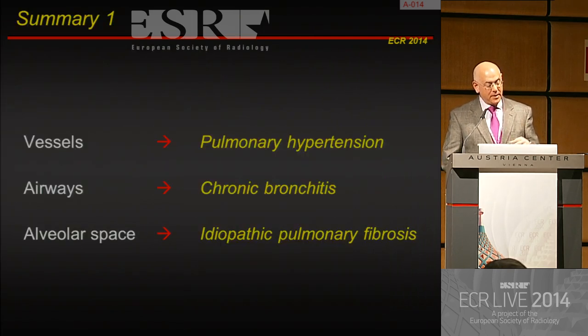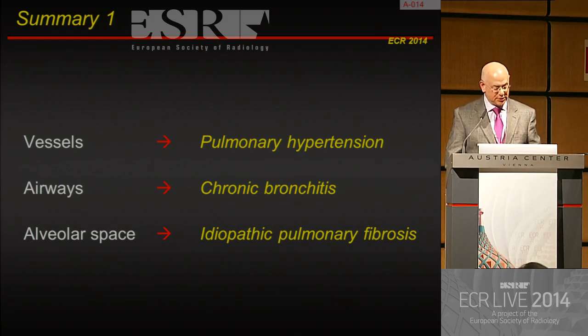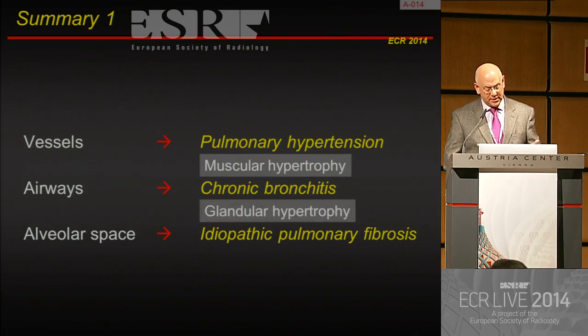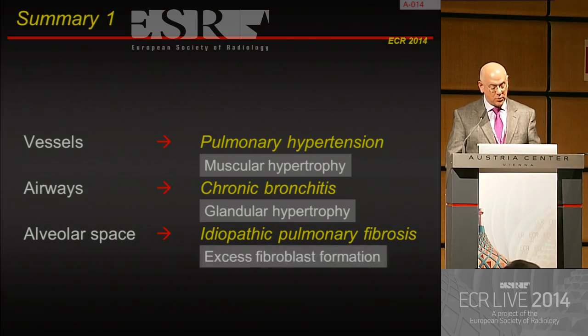So in summary, we saw three prototype diseases, all exemplifying a part of the process that we call pulmonary remodeling after inflammation. The first one was pulmonary hypertension, where remodeling starts based on muscular hypertrophy of the pulmonary arteries. We have seen chronic bronchitis, where the remodeling starts on the basis of glandular hypertrophy in the airway wall. And we have seen idiopathic pulmonary fibrosis, where this process starts in an excess fibroblast formation in the alveolar wall.